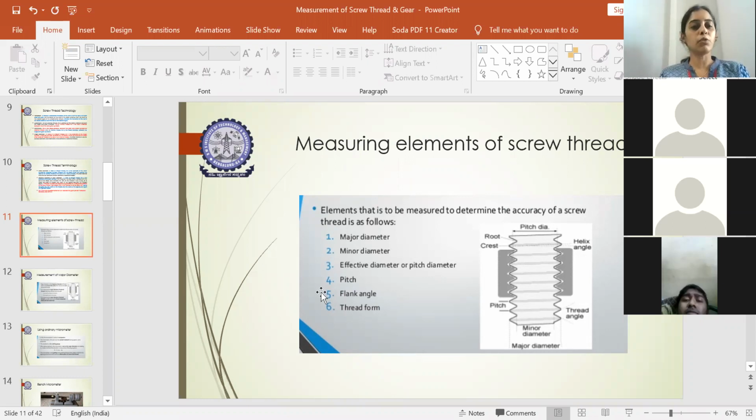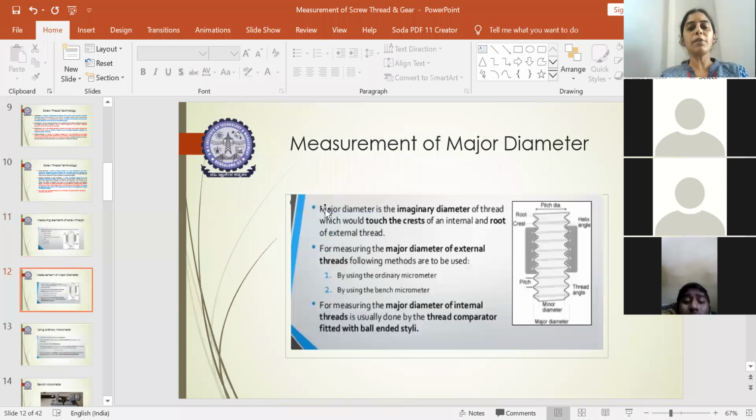Let us start with the major diameter first. We have defined the major diameter already. It is the imaginary diameter of the thread which would touch either the crest of an internal thread or the root of an external thread. This major diameter can be measured by two types of micrometer: one is the ordinary micrometer and the other is the bench micrometer. Measuring the major diameter of an internal thread is usually done by a thread comparator fitted with a ball-ended stylus. This is the commonly used technique, where it acts as a comparator.